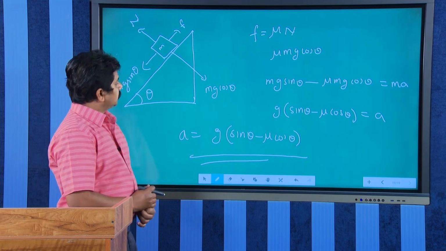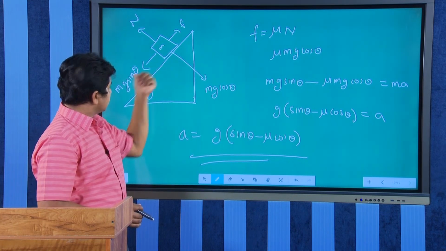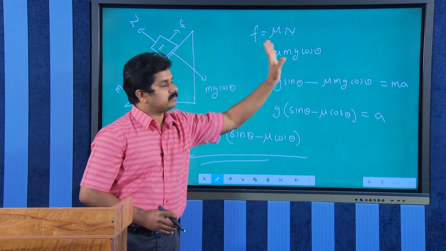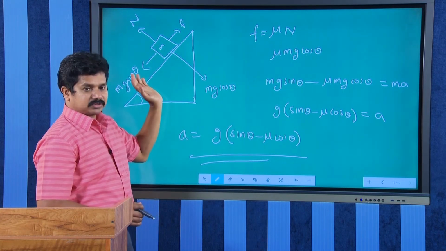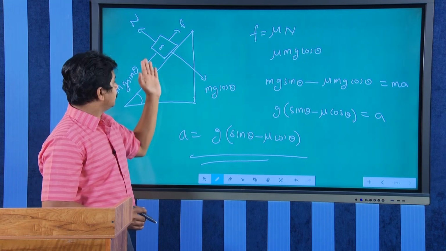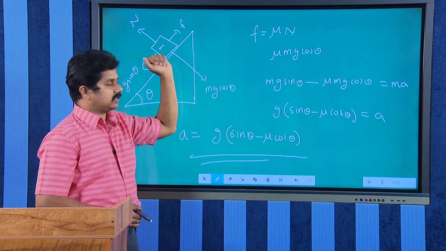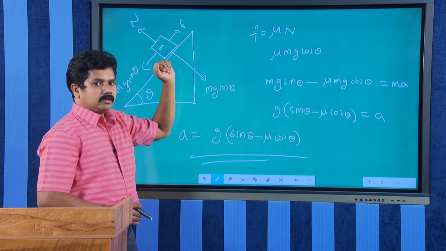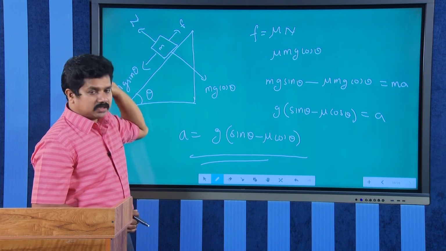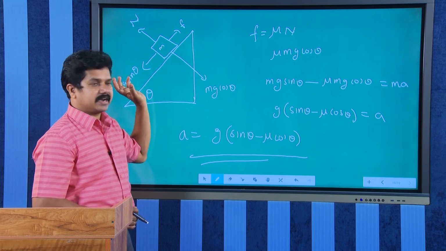Clear? So, to start the motion in this case, mg sin theta should be greater than friction, or mu into mg cos theta. Here the applied force, the downward force, is mg sin theta. Due to mg sin theta, the block slides down, and the upward friction opposes mg sin theta. Okay. In this case, if the friction is sufficient to block the sliding motion, what will happen?